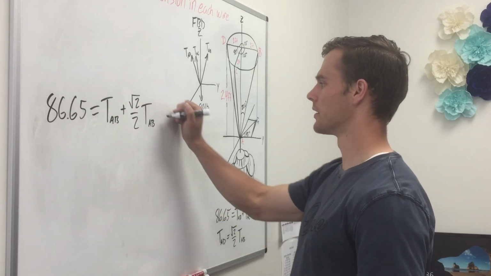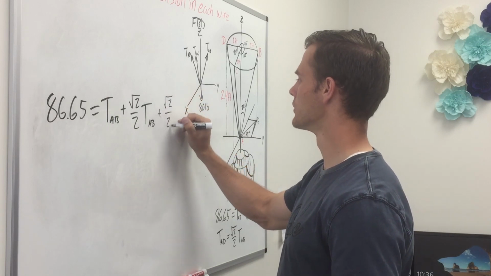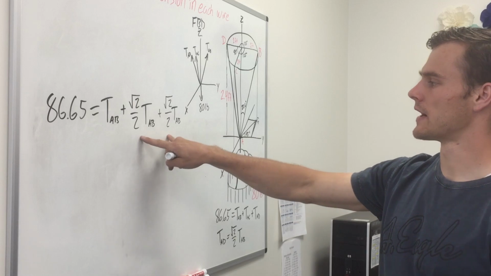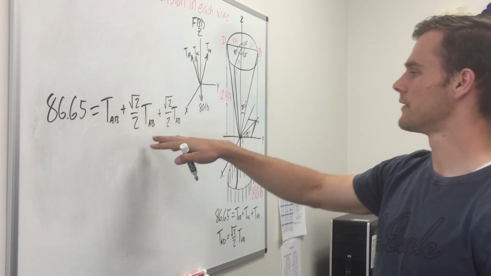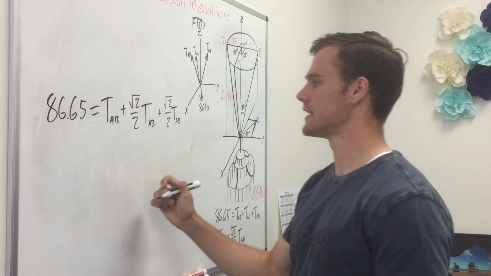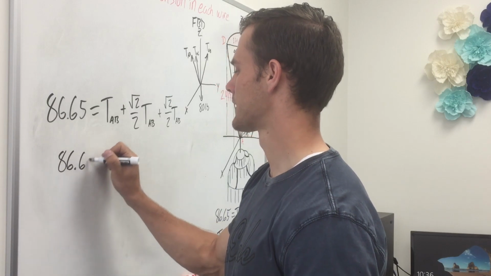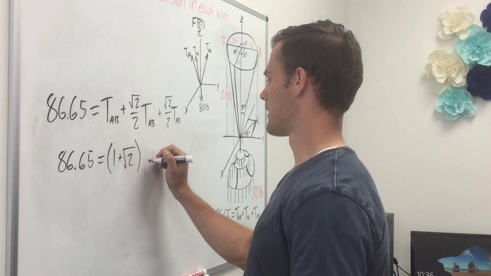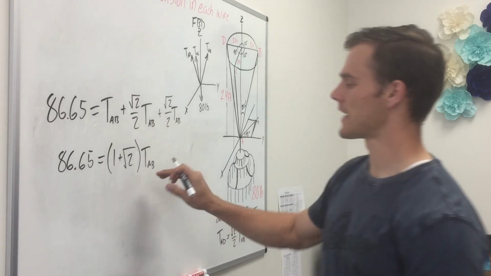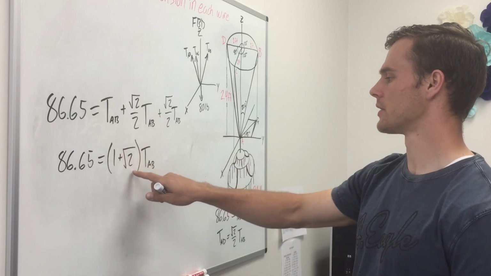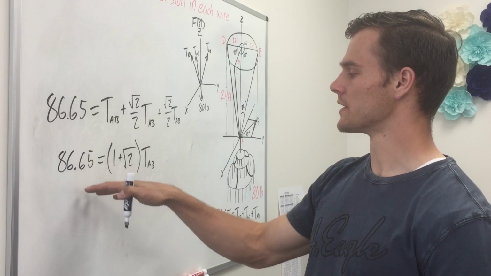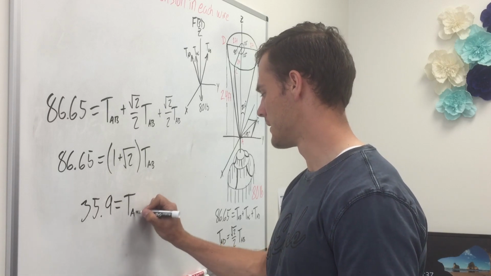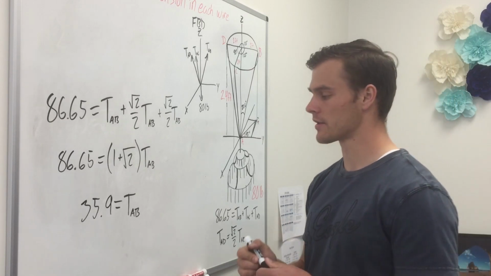and then again the other one's the same, right? So plus the square root of 2 over 2 TAB. So we can combine those, and the dividing by 2 is going to go away, so we're going to get the square root of 2 TAB from those, and this will be 1. We're going to factor out the TAB in that, and we're going to get 86.65 equals 1 plus the square root of 2 times TAB. Because we factored out the TAB, there's a 1 in front of this, so it's going to be 1 plus the square root of 2. We'll divide this over to 86.65, and then we'll get that 35.9 equals TAB.